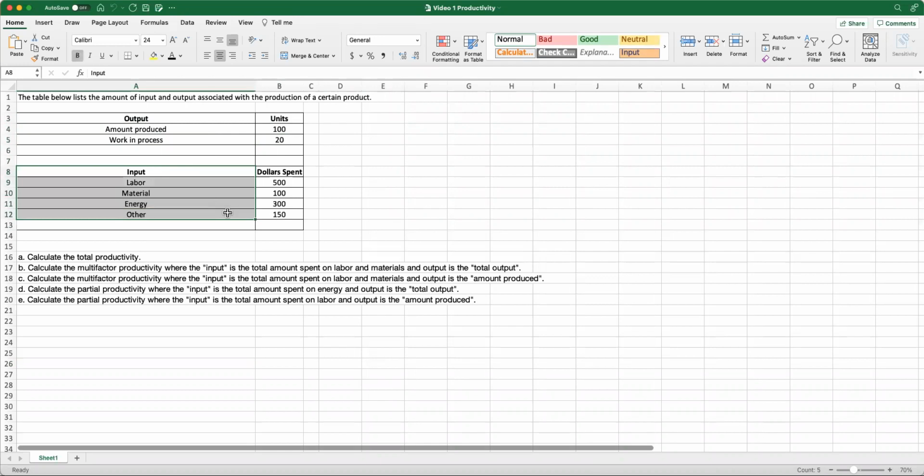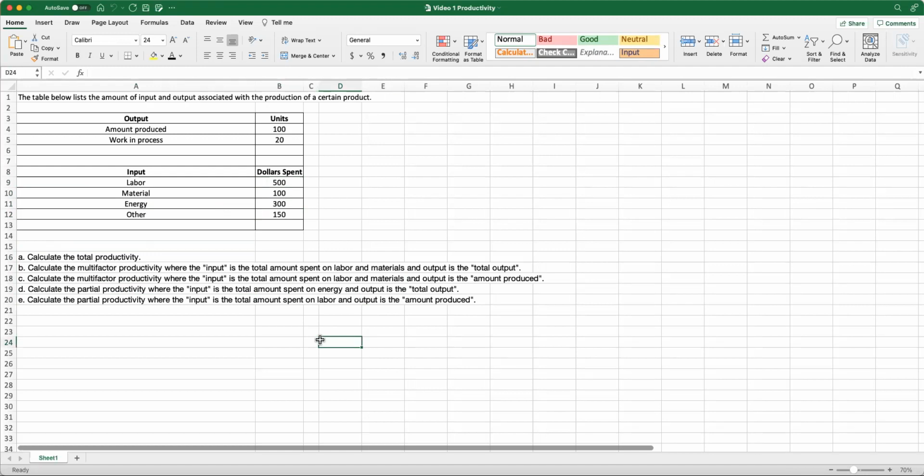And the input used in terms of dollars spent is also summarized. So for labor, we spent $500. For materials, we spent $100. Energy costs us $300, and the other expenses sum up to $150. So I have a few questions here that will help us calculate these three types of productivity measures.